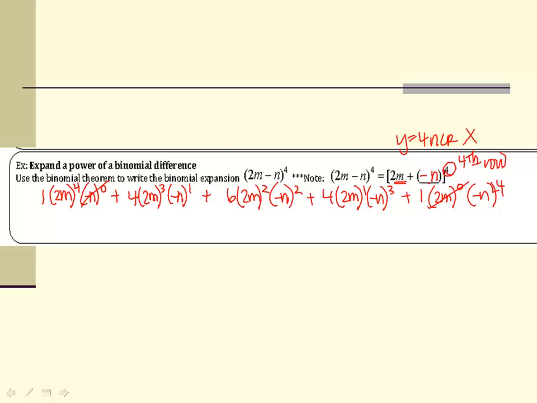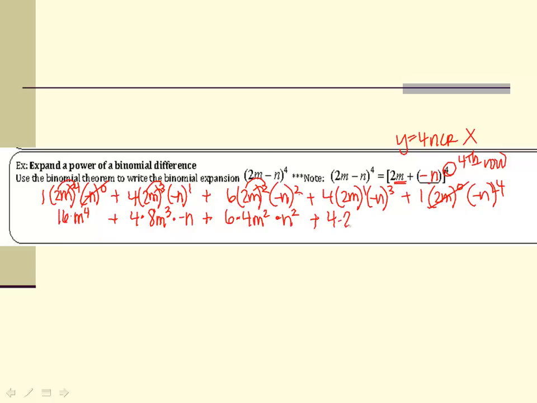Okay, exponent rule says you take 2 to the 4th and m to the 4th. Well, 2 to the 4th is 16, and I have an m to the 4th. I have a 4, 2 cubed is 8, and then I've got an m cubed. And anything to the first power is exactly what it is, negative n. I've got a 6, 2 squared is 4 with an m squared. And anytime I square a negative, it turns positive, so I have a positive n squared.